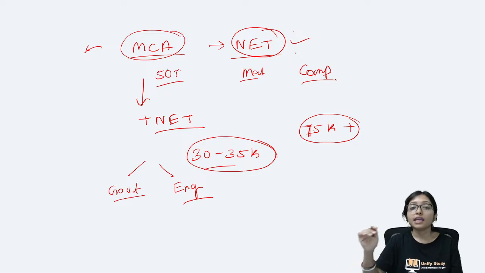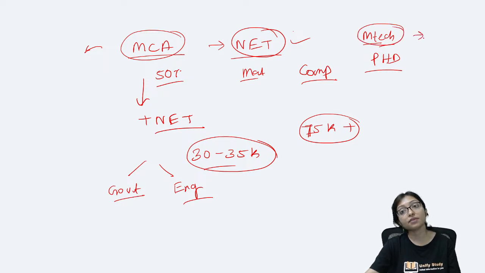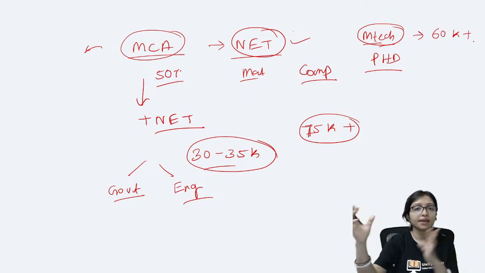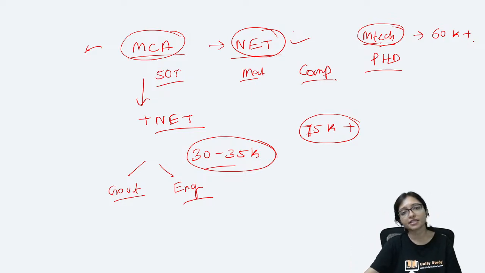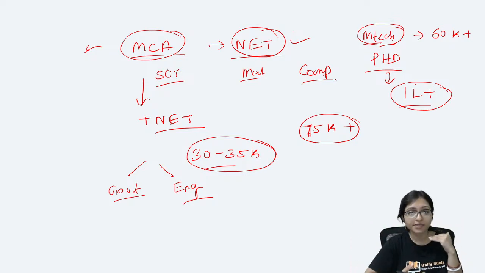If with this you have MTech also, or you have PhD. Either you have MTech: if you are applying for private engineering colleges, then more than 60k you can expect with NET and MTech. If you have PhD with NET and all, then definitely more than 1 lakh salary you can expect. These are the levels of salary.